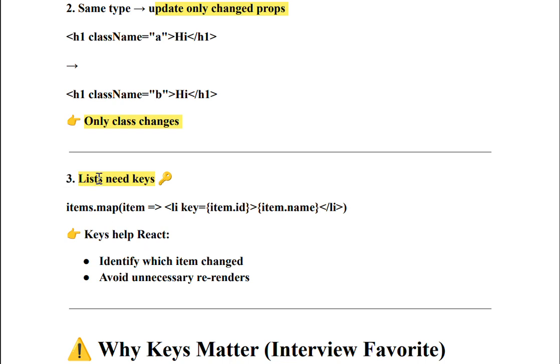Next, lists need keys. A key is necessary in a list to identify items uniquely. Here we have a few items, and they have given the key as item.id. This helps React identify which item has changed, which item has been deleted, or which is newly added, so it will avoid unnecessary re-renders.